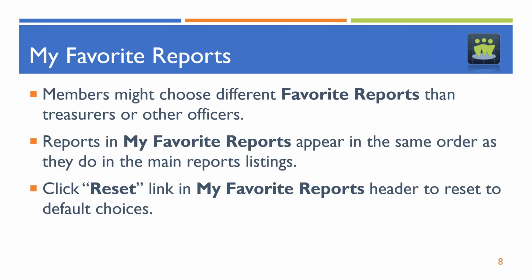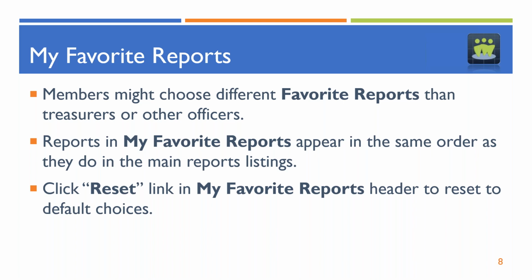And then once you have selected your favorites, they'll show up at the top of the reports page in that My Favorite Reports section. So this is specific to each user. Members might choose different favorite reports than treasurers or other officers, for instance. The one note: the reports in My Favorite Reports appear in the same order as they do on the main reports page. So reports that are higher up on that page will appear first. Reports that appear at the bottom of the reports page will be at the bottom of the My Favorite Reports section.